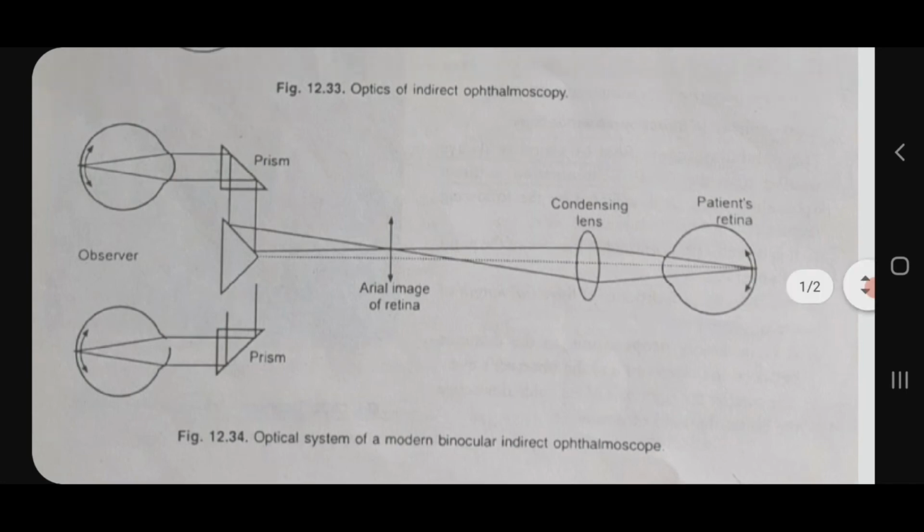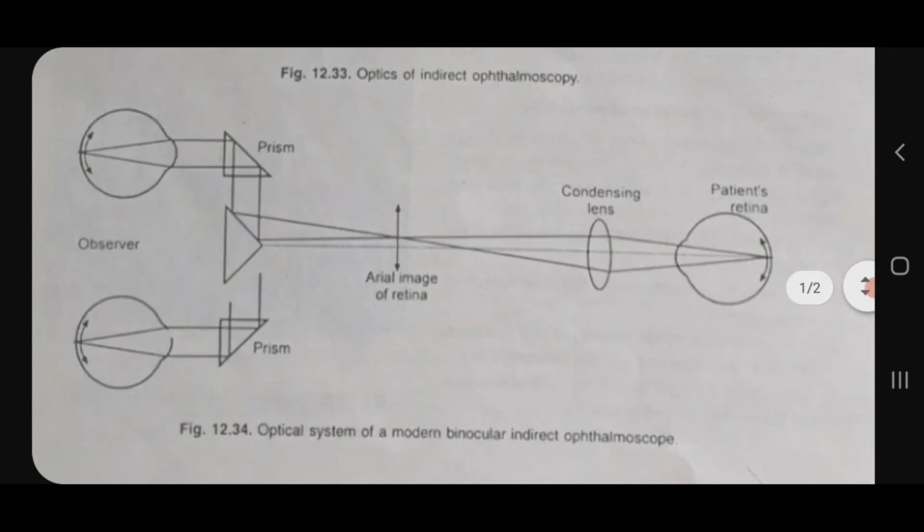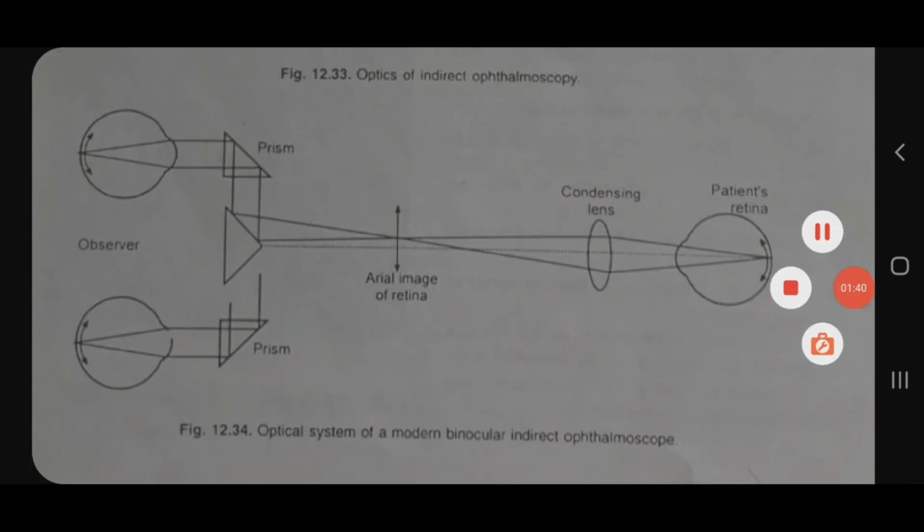We can also achieve binocular vision, you can achieve stereopsis, if you adjust these two prisms properly according to the IPD. So you can have a clear cut image of the patient's fundus, and achieve binocularity and stereopsis in indirect ophthalmoscopy.